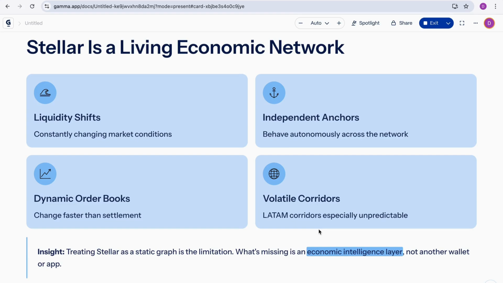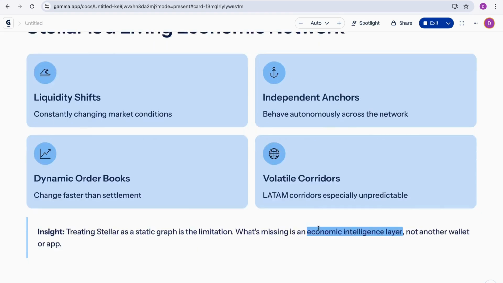Stellar is not a static system, it's a living economic network. Liquidity changes constantly, anchors act independently, and order books shift faster than settlement. However, current pathfinding only looks at the present moment. This creates a gap between what looks cheap and what actually succeeds.